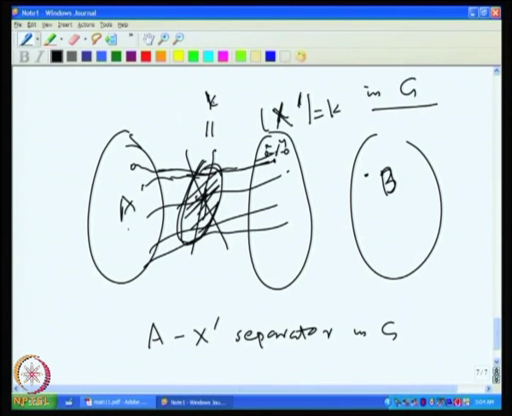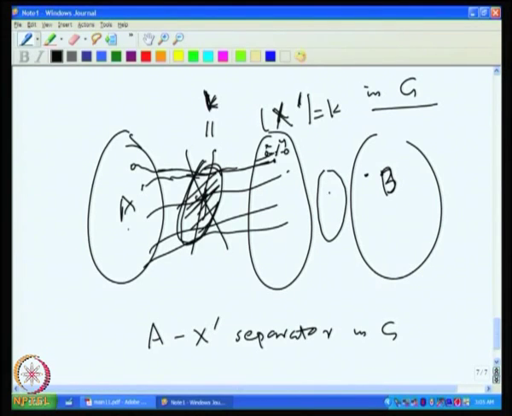Otherwise, we would have a smaller cardinality separator of A and B in G, which is not possible. k is the minimum number of vertices required to separate them, by assumption. So, therefore, we can definitely assume that the cardinality of any A x dash separator y is equal to k.